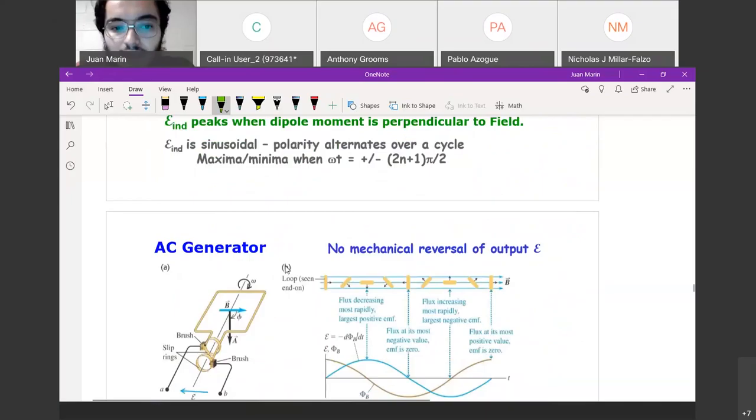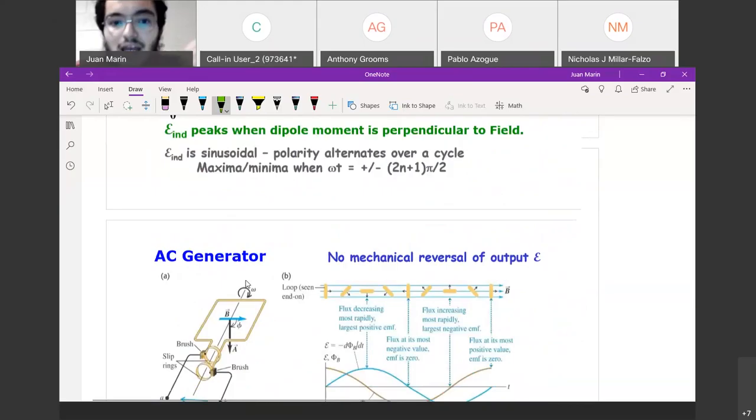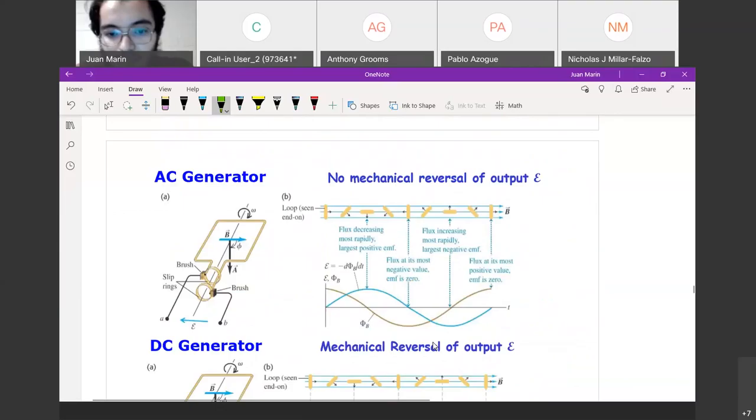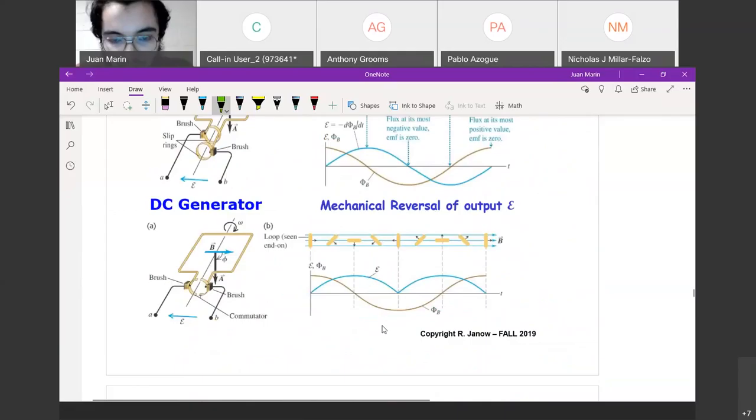So in this case, the example is AC and DC generators. How do you generate alternating current? Well, you have a loop of wire in a uniform magnetic field, and then you just start spinning it. When you spin it, you generate an alternating current that is a sinusoidal function, in this case EMF naught times sine of omega t. And of course the peak value is when it's perpendicular, because sine of 90 is 1.